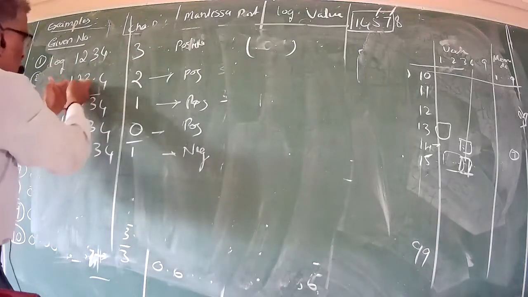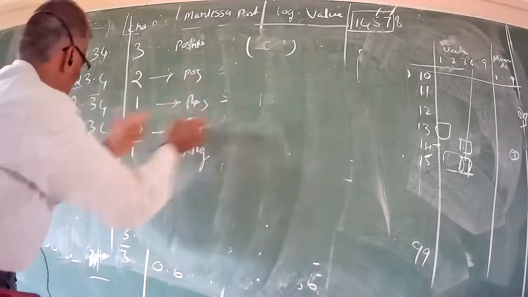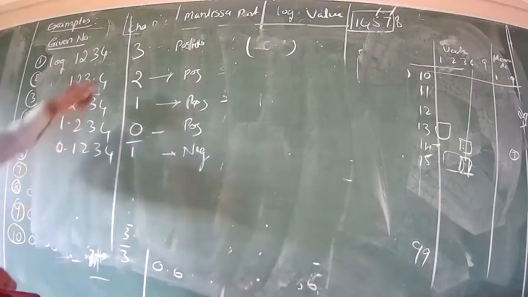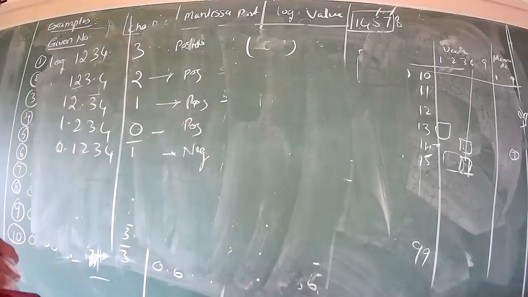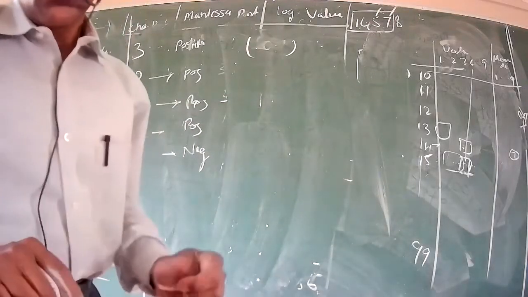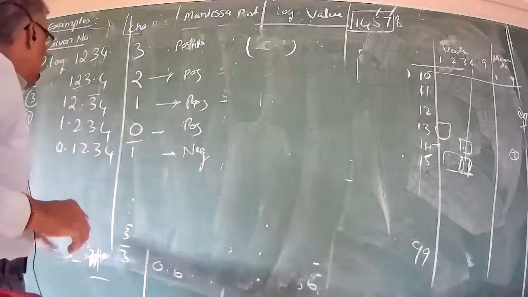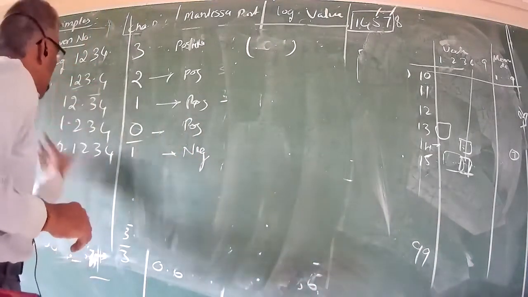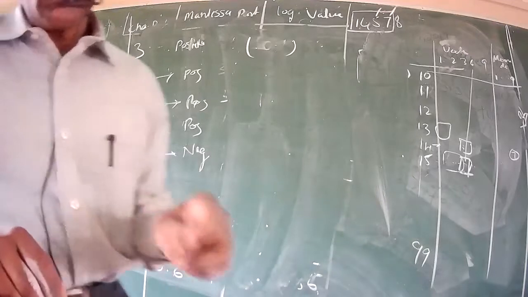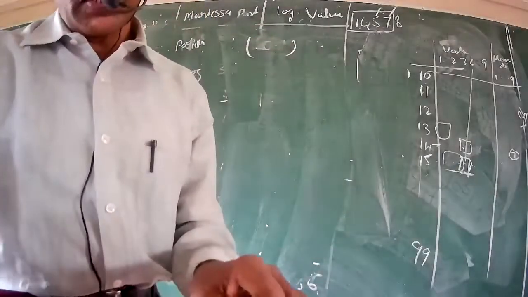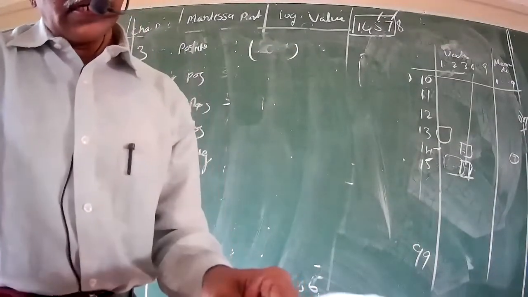Similarly, here also the same number, here also the same number. The only difference is the characteristic part. You find that only the characteristic part changes whenever the same number is given. So this is the method of finding the characteristic part and the Mantissa part.